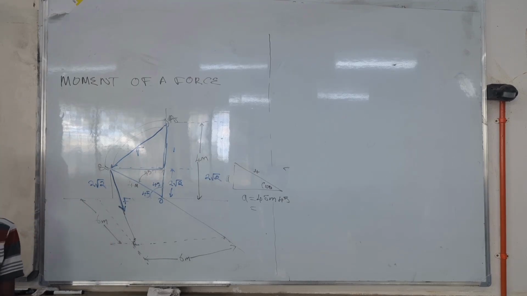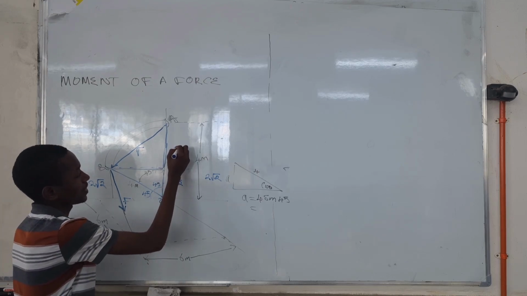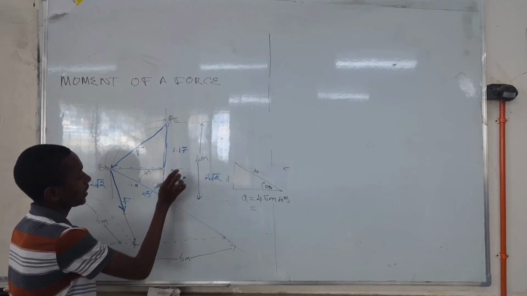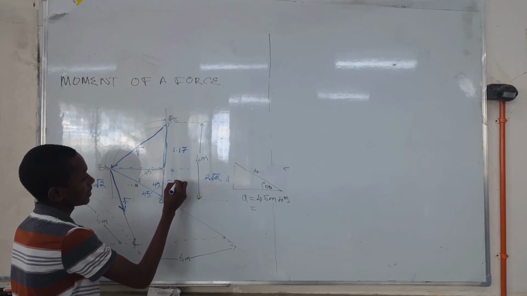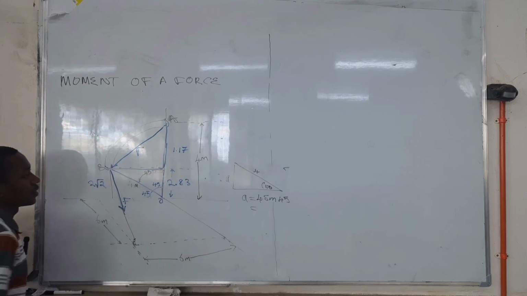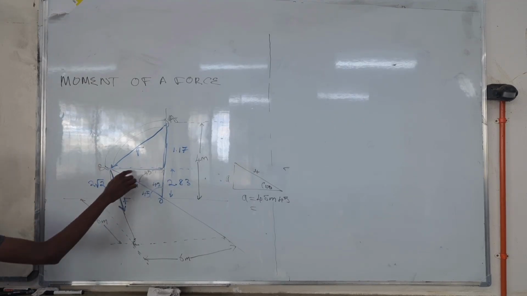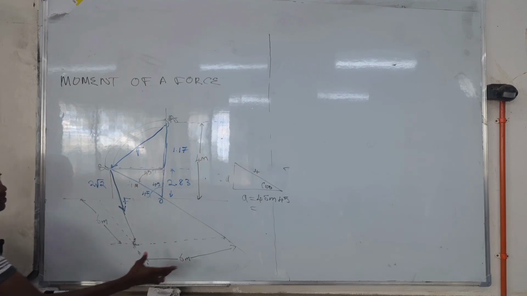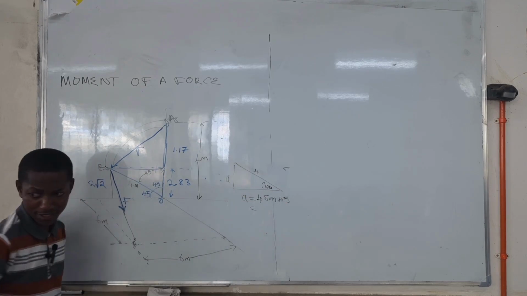So this distance is what? 1.17, okay? And this one is 2.83. Okay. All right. And I think we are also going to need this distance here. This distance here. They're the same.